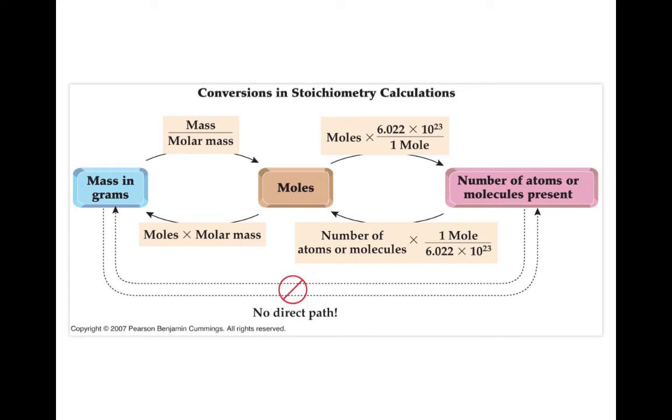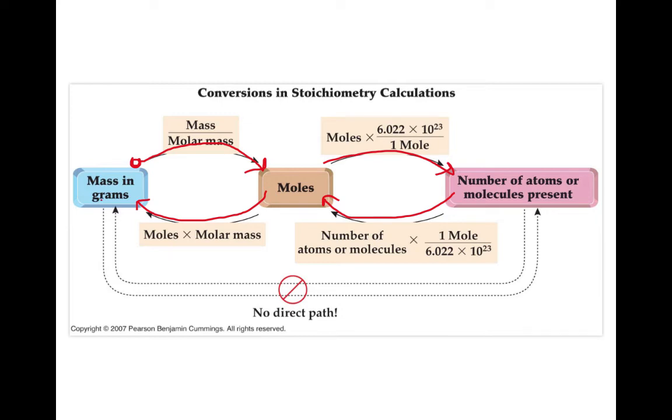Take a look at just a graphic here. What we've got here is our mass in grams. We can convert from grams to moles using the molar mass, and we can convert from moles to number of atoms using Avogadro's number. I can go back from number of atoms to number of moles using Avogadro's number, and I can go from moles back to grams using molar mass.